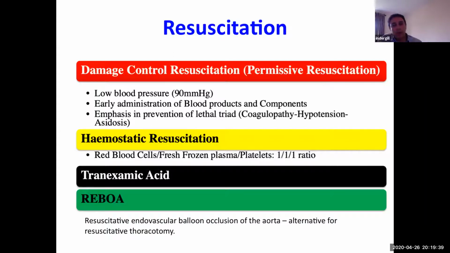REBOA is something which you may have heard about, which is endovascular balloon occlusion of the aorta. And this is for a patient in extremis, where you are just thinking of opening the chest and doing an internal massage or clamping the aorta through opening the chest, what we call a resuscitative thoracotomy. So this is something which is an alternative for that. And in some places they have experience with it. Most of the experience is from defense guys where it has saved lives, but it's not routinely used in our practice, I must say. But it's something to keep in mind. Maybe in the future that might be an alternative and to train people according to that.